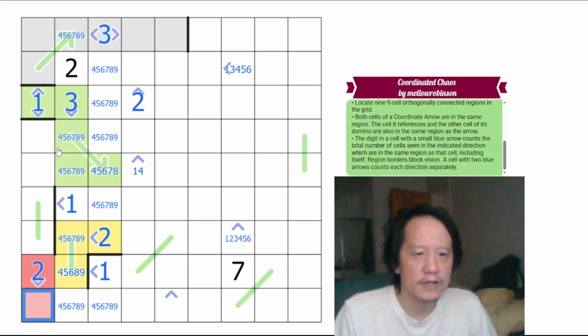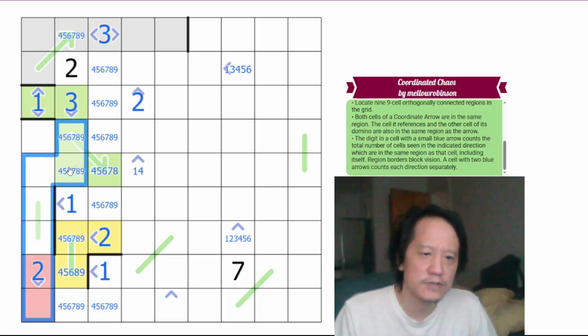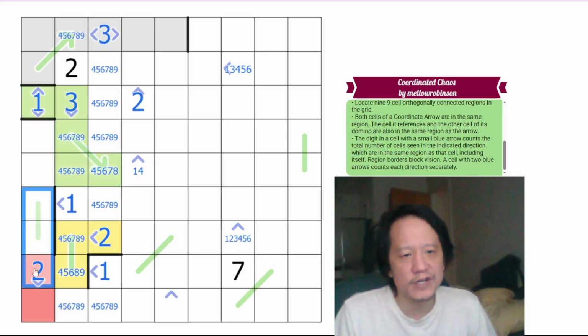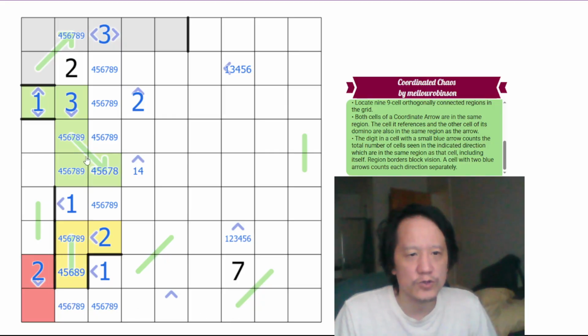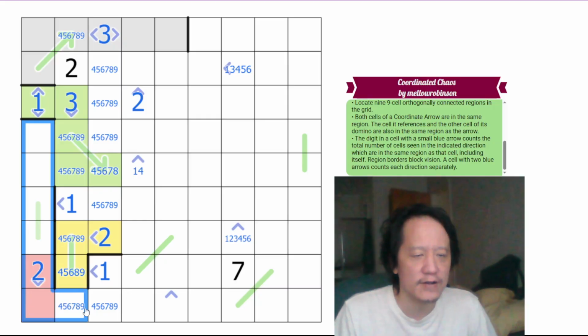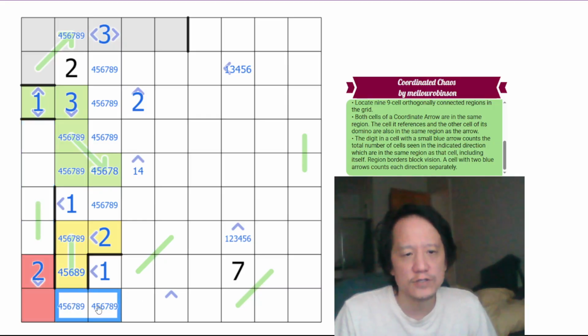This red cannot go any... Can it be part of this? Maybe 1, 2, 3, 4, 5, 6, 7, 8, 9, 10. No. So the red has to be a separate region then also. Which means this must be 1, 2, 3, 4, 5, 6 at minimum. 7, 8. So this is definitely going out this way.